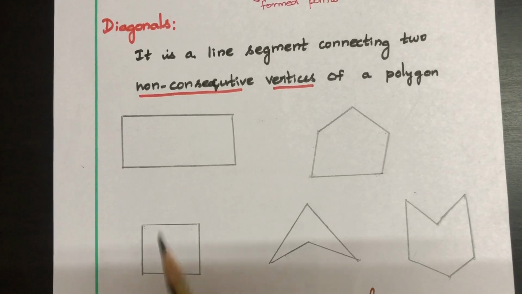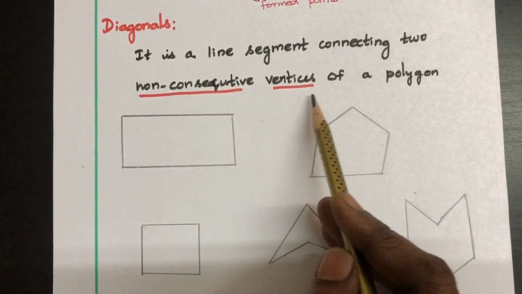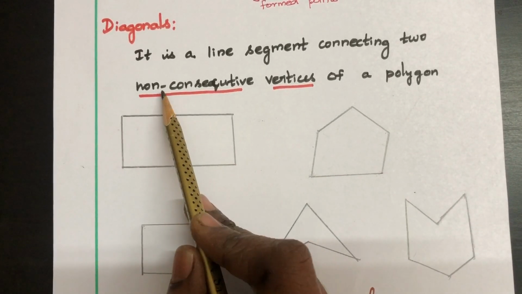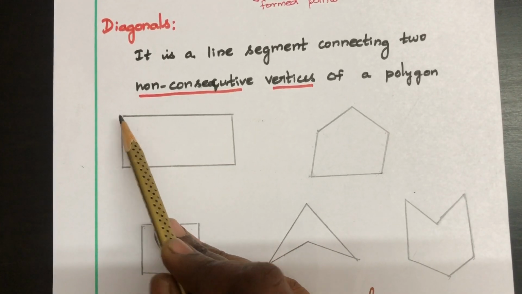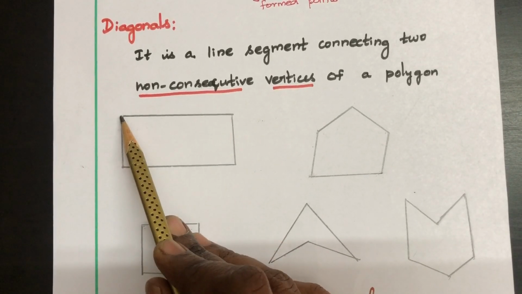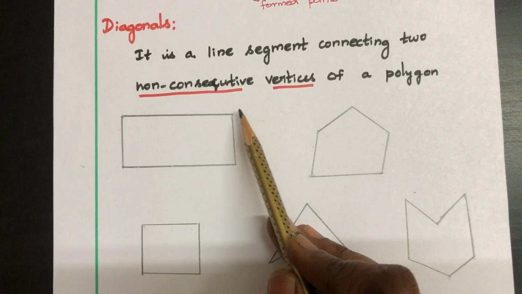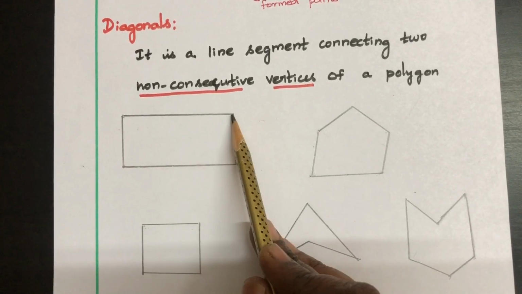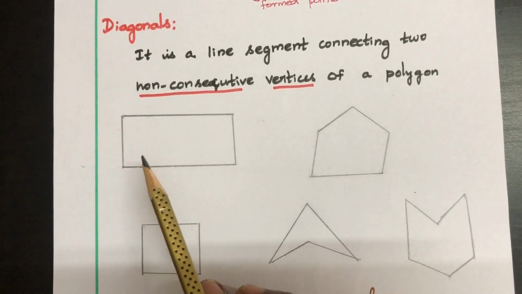Now, diagonals. It is a line segment connecting two non-consecutive vertices of the polygon. See, consecutive means next. Here, it should be non-consecutive. That means it should not be next. If this is the vertex, this is the next vertex. This is also the next vertex of this one. So, non-consecutive vertices for this vertex is this one. For this vertex, the non-consecutive one is this one. So just know the concept very well. Then it is very easy.